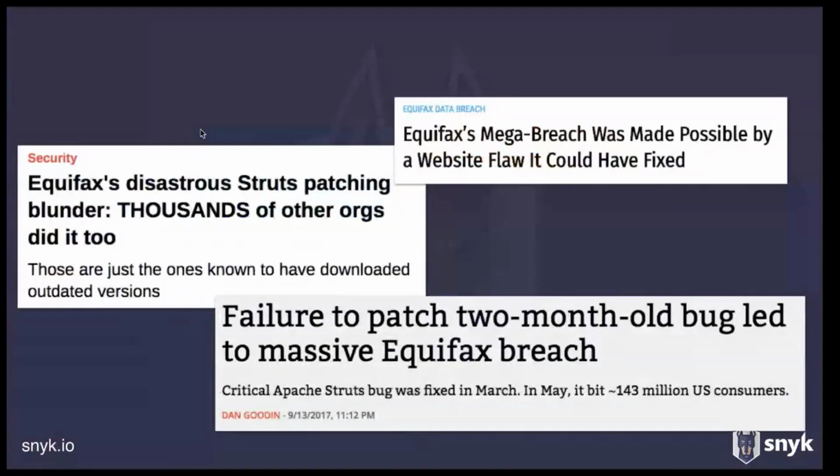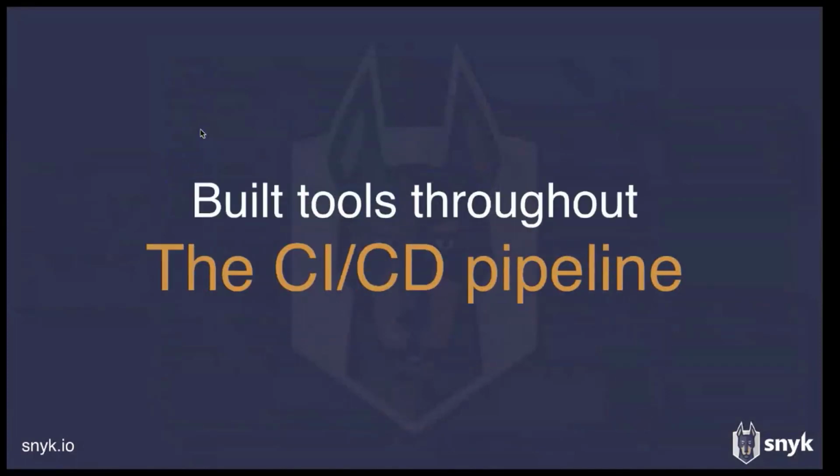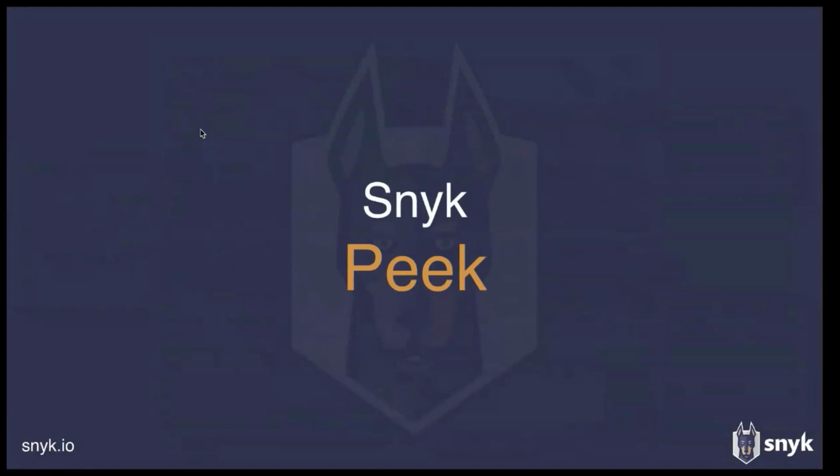So these real life examples just really reinforce why we do what we do at Snyk. We want to help you avoid this. And we want to meet you where you are. We have built tools throughout the CI/CD pipeline to make things as easy as possible for you and to do our very best to prevent problems from going into production. And that's where Snyk plus OpenShift comes into play. You get a sneak peek today of our new integration with Kubernetes, OpenShift, that kind of thing.